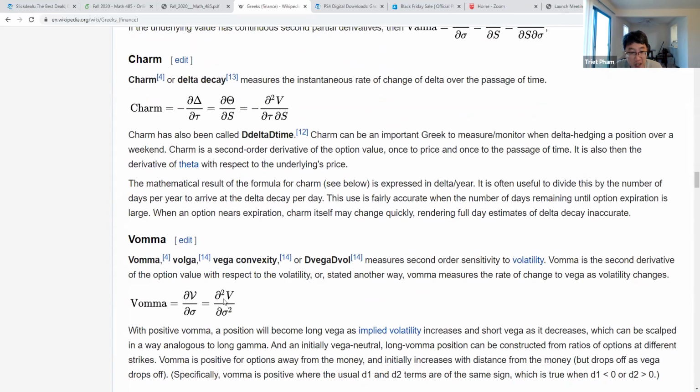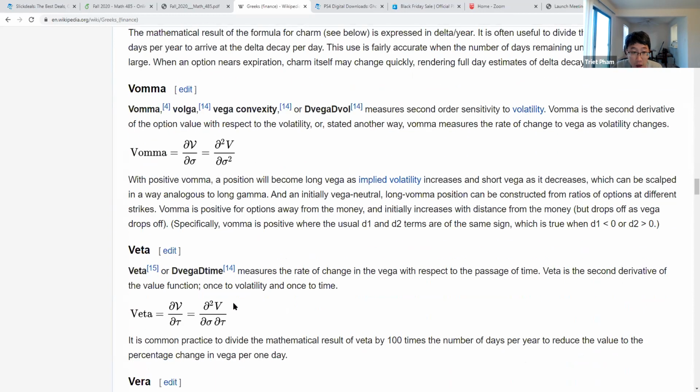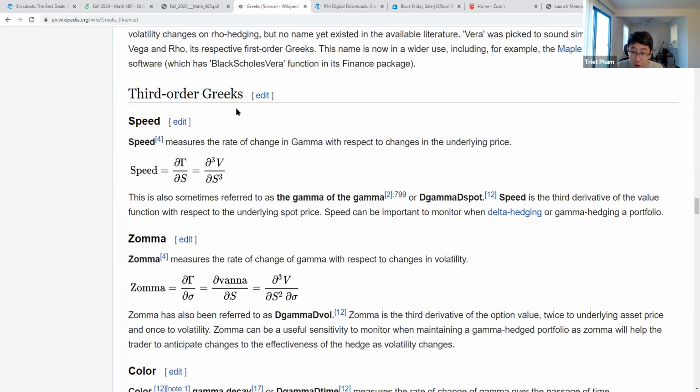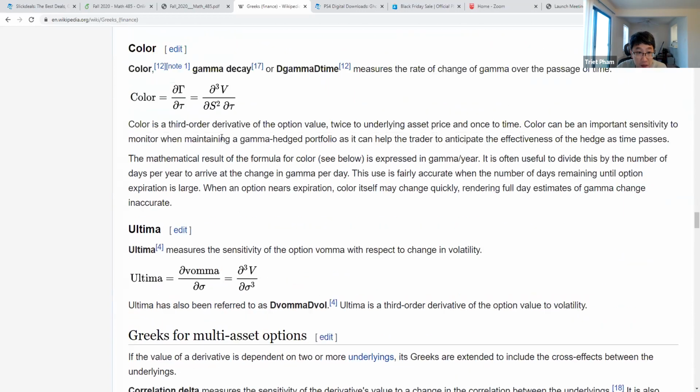Volma, second derivative with respect to volatility. Veta, sensitivity of vega with respect to the remaining time, and so on and so forth. There's even third order, and beats me on this. I don't know why they care for this so much, but that's because of my lack of knowledge, not because these are not practical. The one thing for sure is, in the financial world, if there's a name for something, I think it has a point. So this guy has a use, Zomma. But we will not focus on this. Just want to point out these guys exist. Something called color.